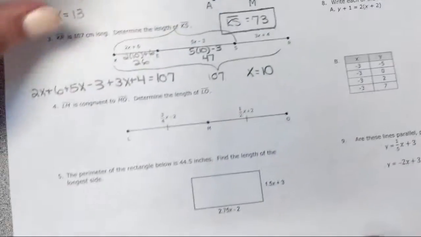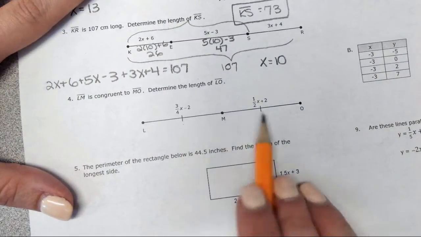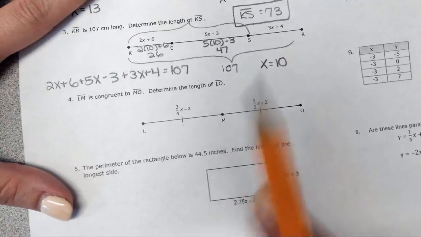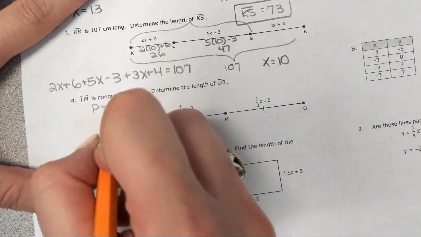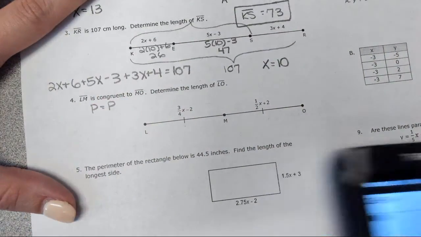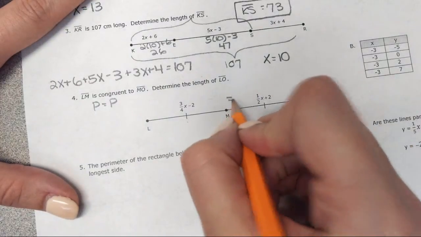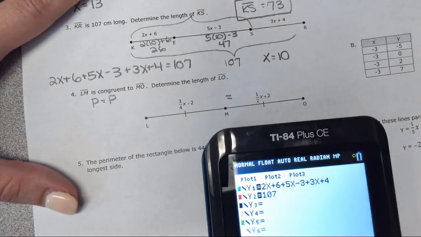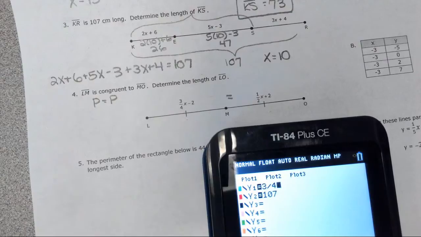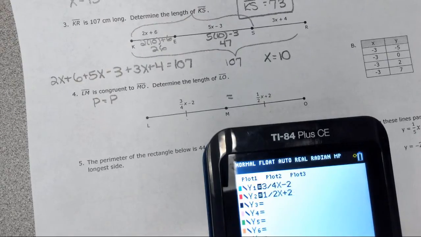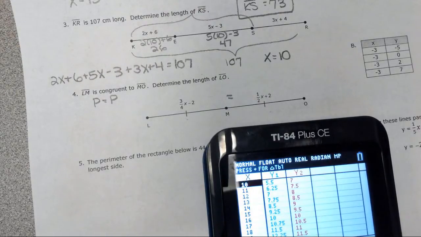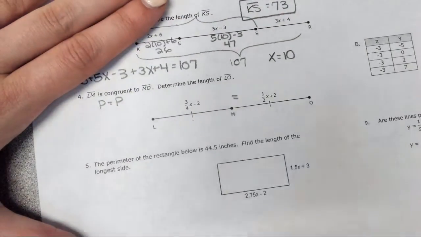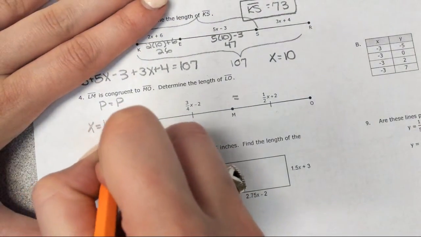LM is congruent to MO. That's what these little lines mean. Anytime you see congruent, you're going to have part equals the part. So I'm just going to plug in my calculator: this equals this. So 3 divided by 4x minus 2, and 1 divided by 2x plus 2. Where are they equal? At 16. So x equals 16.